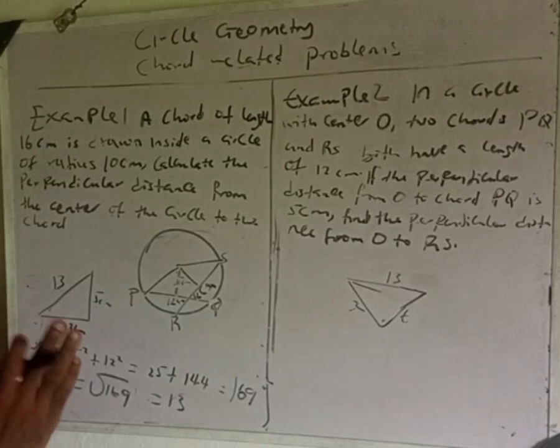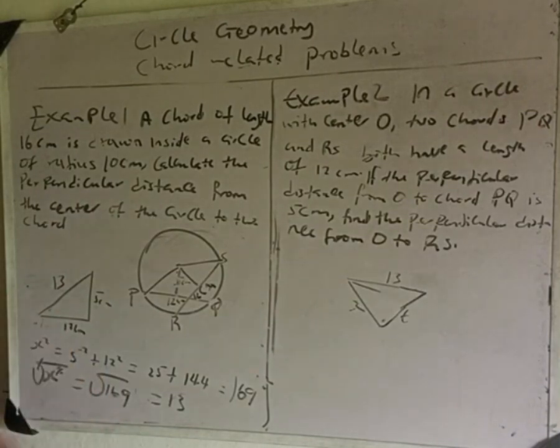So what I'm actually trying to say is this. If the chords are equal, then the perpendicular distance will also be equal. Within the same circle of the same radius, if the chords are equal, then the perpendicular distances must also be equal. So at the end of the day, you discover that this will also give you 5 cm. I'm sure you understand the class, and if you have any question, you can do well to drop it.